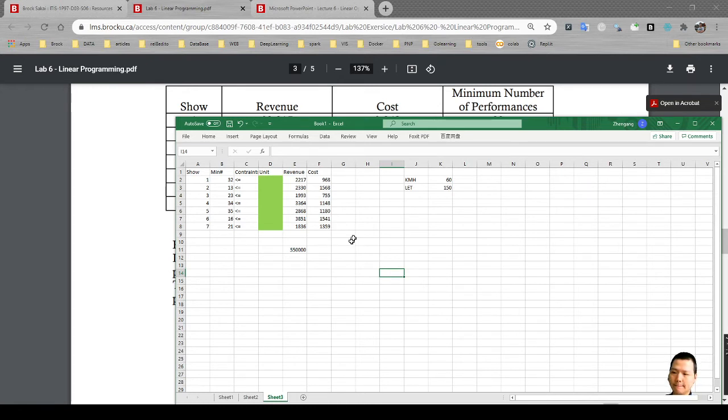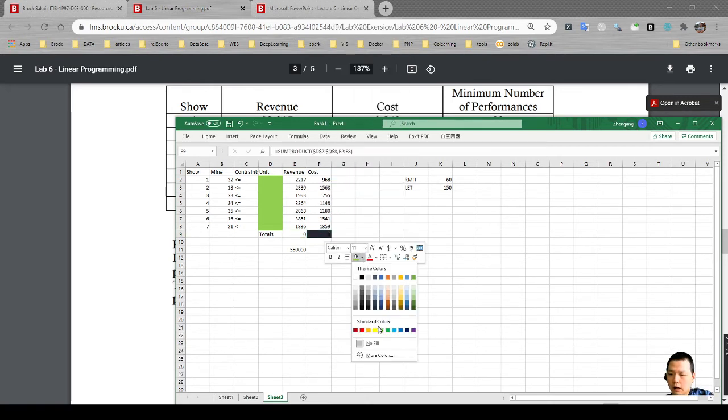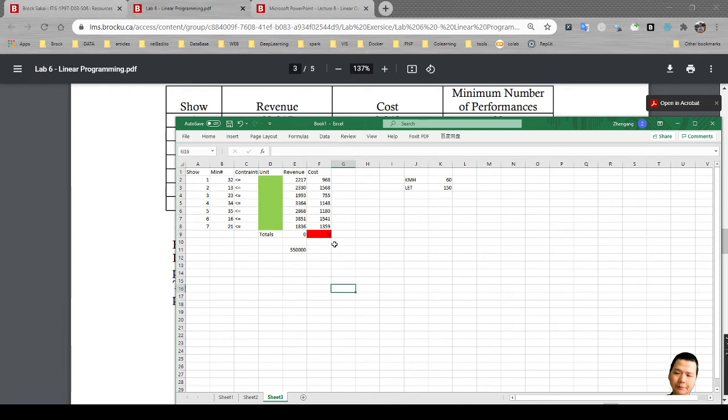So we want to calculate the total revenue here. The totals. So total revenue would be sum product, the number of units and the revenue per unit. And the cost will be the same. So this is our objective function, but this time it's minimum, rather than maximum.